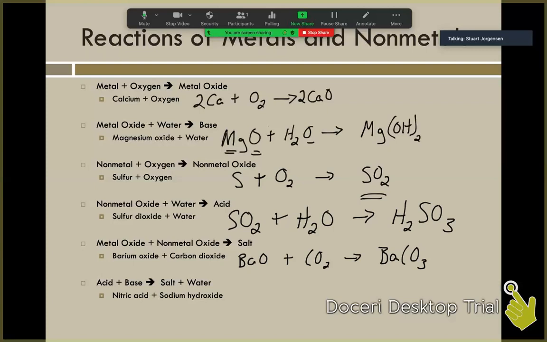Cool, last one. Acid plus base gives us salt and water. Nitric acid would be our HNO3. We're going to react that with our sodium hydroxide, NaOH. When we do this, we're going to make our water. The water comes from, sorry, let me get my arrow in here.